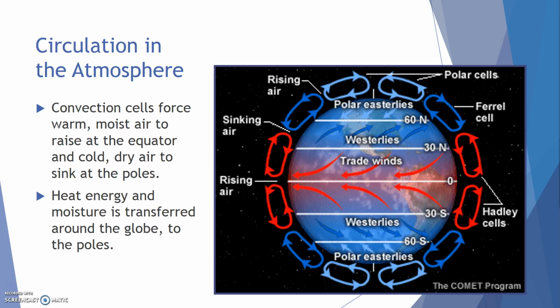So our atmosphere has these convection cells. This is the way that gases and then heat and energy are kind of moved throughout the atmosphere. So these convection cells, they force warm air and moist air to rise at the equator. They also force cool and dry air to sink down at the poles. They cause heat energy and moisture to be transferred around the globe to the poles as well. So these are what we're going to call convection cells.